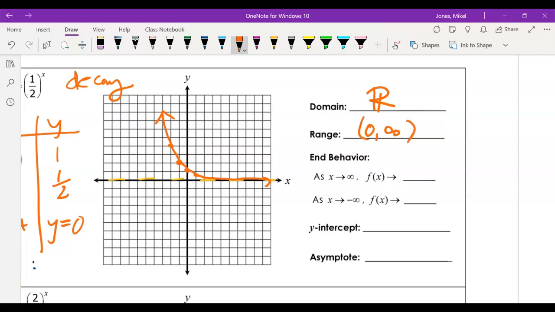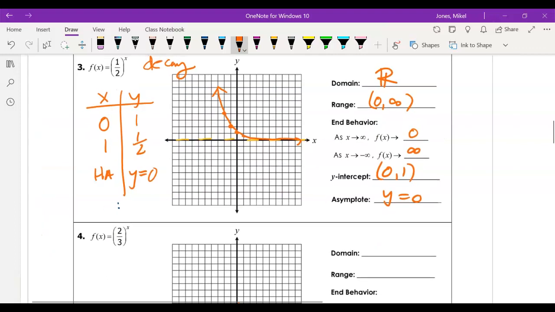Okay, as x goes to infinity, that's to the right. As x goes to the right, what are the y values doing on this graph? They're going to 0. And then as x goes to -infinity, that's to the left. Where are the y values going? They're going up to infinity. Right, okay. So the end behavior for this is swapped from an exponential growth. Decays will go to 0 as you go to the right. Okay, but y-intercept, still the same, still 0, 1. And asymptote, still y equals 0. Okay, all right.